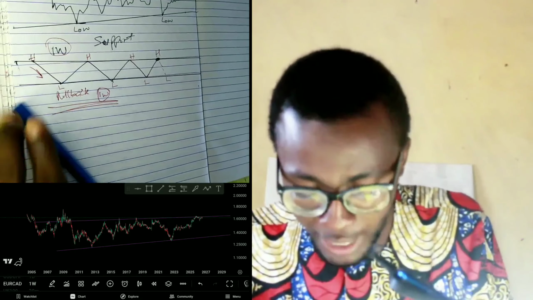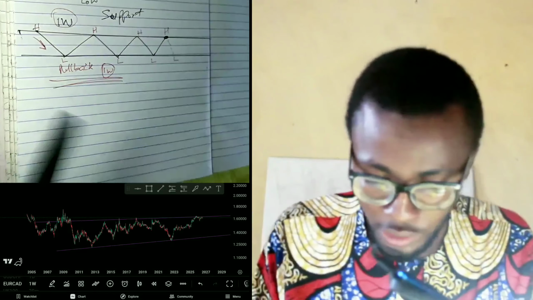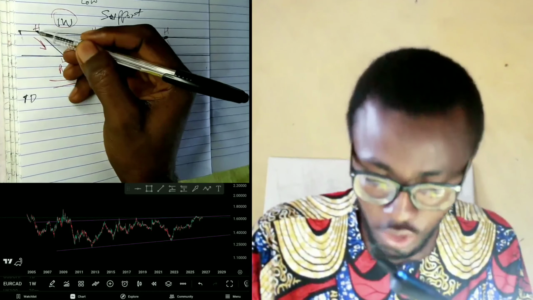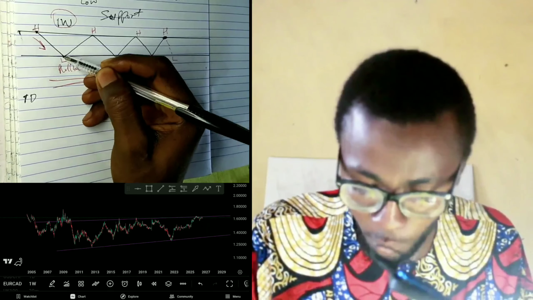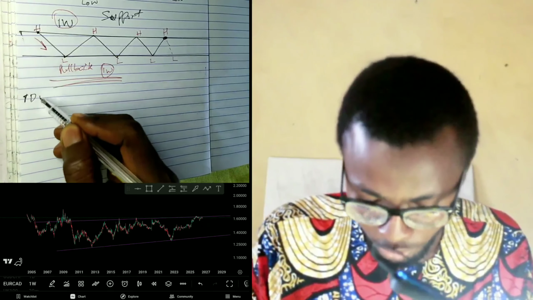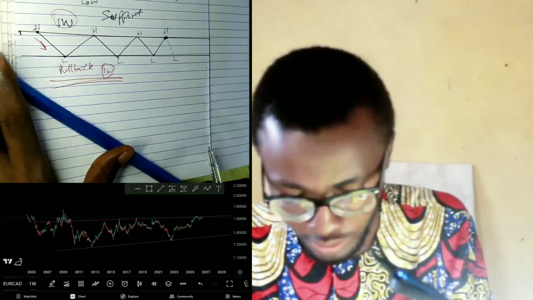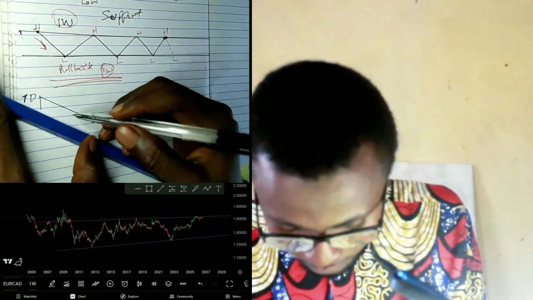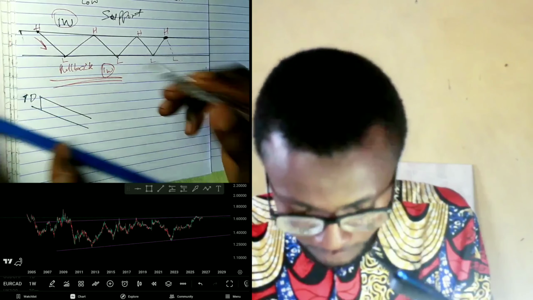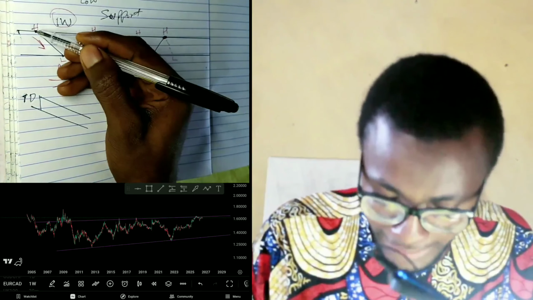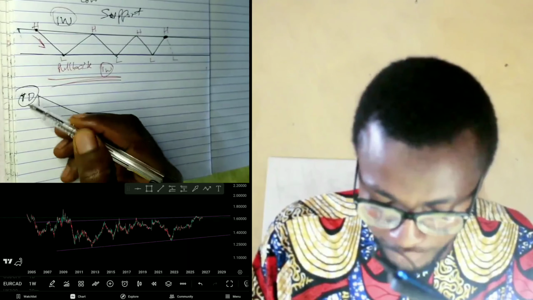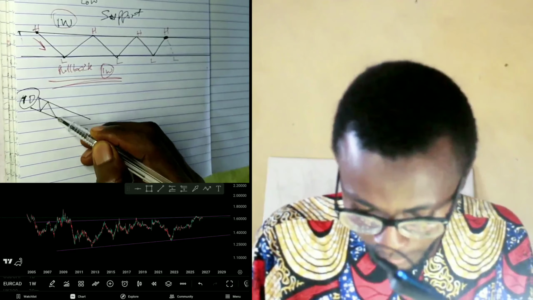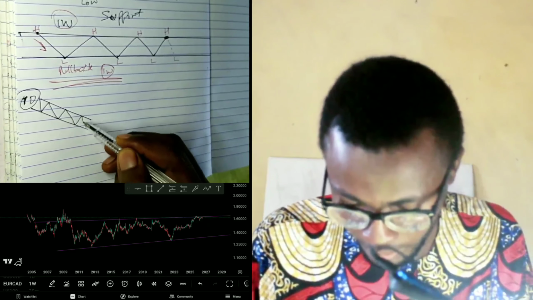But this pullback now, if you come down to the 1 day time frame, just this pullback from the high to the low in the 1 week time frame, this is how it is going to look. Let me draw it like this. Just this pullback from high to low in this 1 day time frame. You're going to see it come like this, like this, like this.